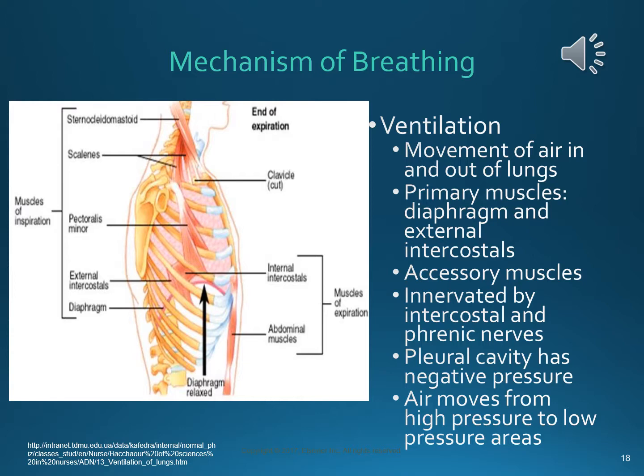The muscles of respiration are innervated by your intercostal and phrenic nerves, and your pleural cavity has negative pressure as opposed to the positive pressure, which is outside in the atmosphere. And if you recall from physics, air moves from an area of high pressure to an area of low pressure, according to Boyle's law, and that is the way that your body gets air in and out of your lungs.